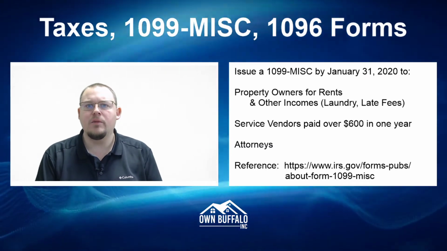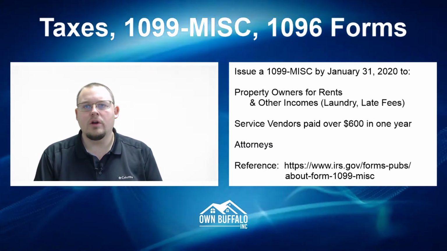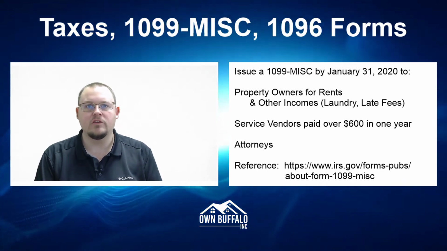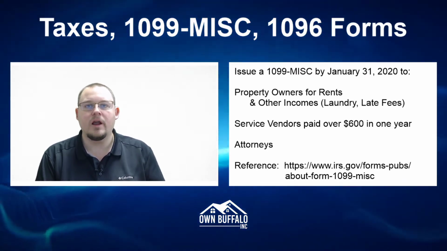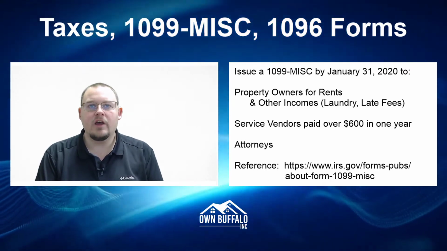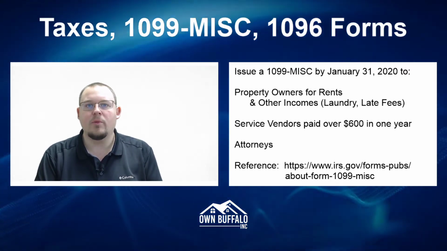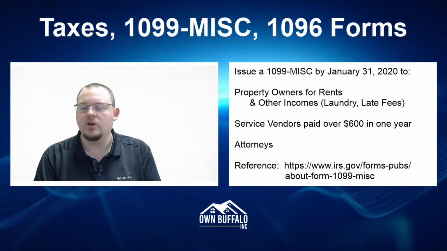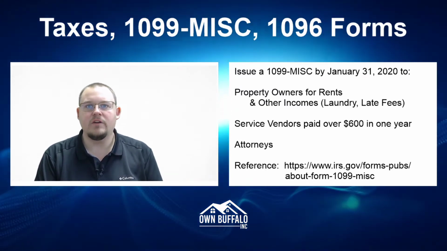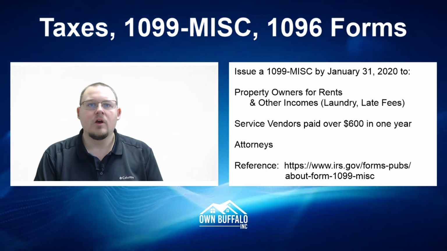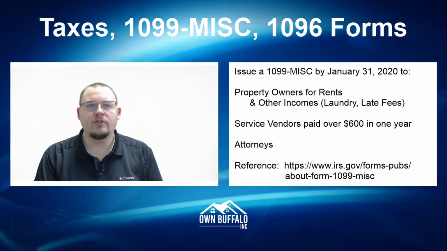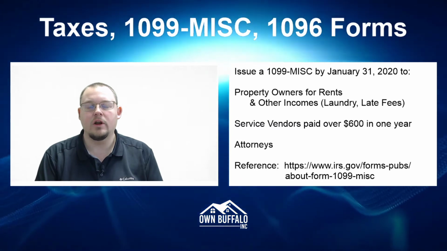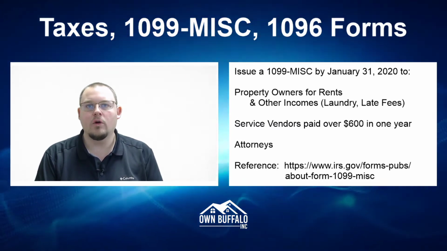And the 1099 MISC form, that's the form that you're going to send to the bulk of the people that you interact with inside your business. So like for our property management company, we have to send 1099s to our property owners showing the gross rents that they received as well as any other income such as laundry and late fees and things like that. For our vendors, we have to send out a 1099 to anyone who's received $600 or more in compensation over the course of the year.